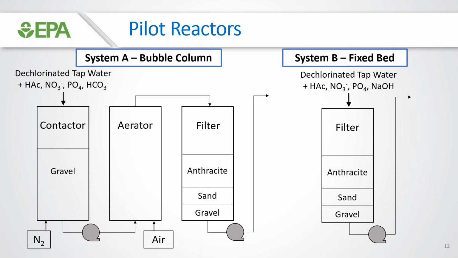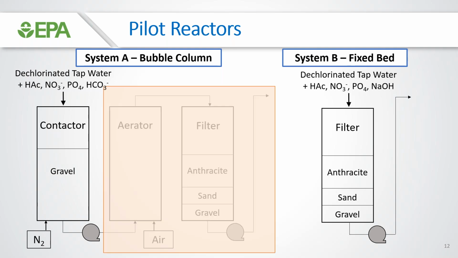In System B, it's a very similar influent, starting with dechlorinated tap water, to which we add acetic acid, slightly more, nitrate, phosphate, and then sodium hydroxide for pH control. And that's a dual media filter of anthracite over sand. And in this presentation, I'm just going to be talking about the two anoxic reactors, the bubble column and the fixed bed.